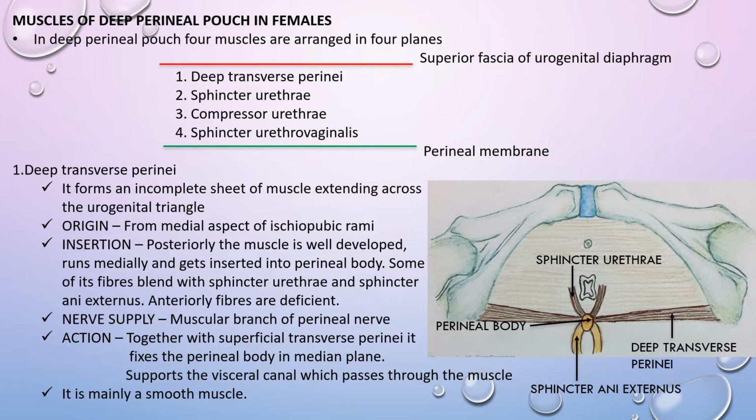In this diagram, you can appreciate the deep transverse perineum extending across the ischiopubic ramus. Anteriorly, most of the fibers are deficient. You can appreciate the well-developed posterior fibers alone. Nerve supply: by means of the muscular branch of the perineal nerve. Action: together with the superficial transverse perineal, it fixes the perineal body in the median plane. It supports the viscera which pass through the muscle. It is mainly a smooth muscle.